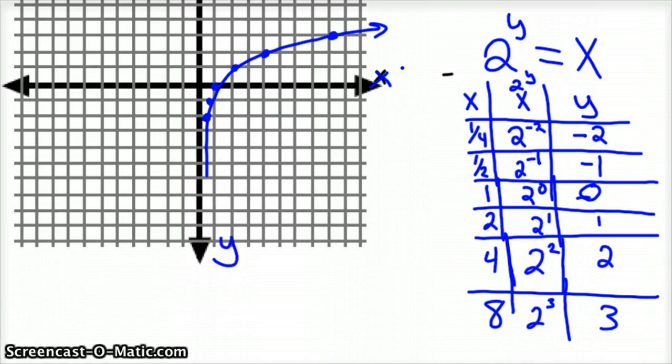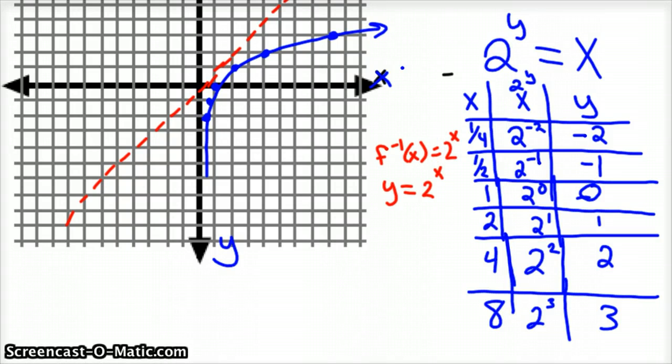Now, it's good to point out that it is also symmetric with the line y equals x. The inverse is symmetric with the line y equals x. So you could flip that across that line and come up with the inverse of the function, which would be y equals 2 to the x power. So f inverse of x equals 2 to the x power.